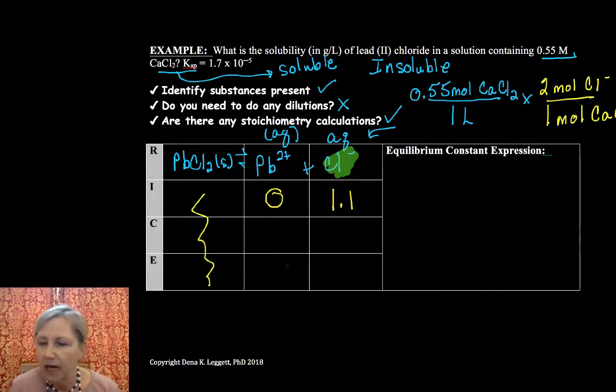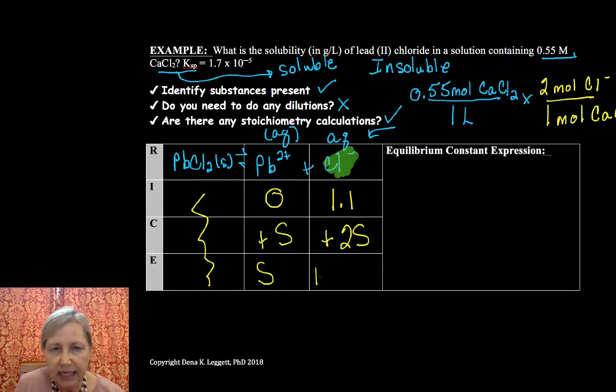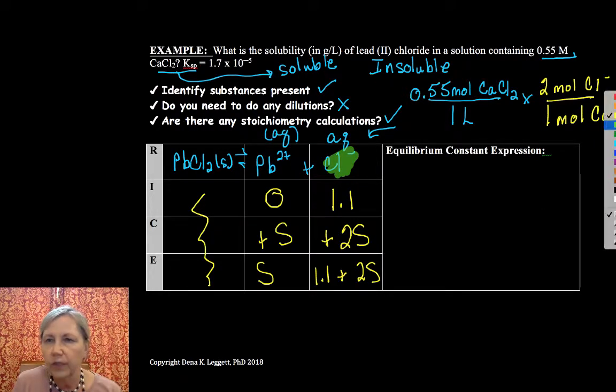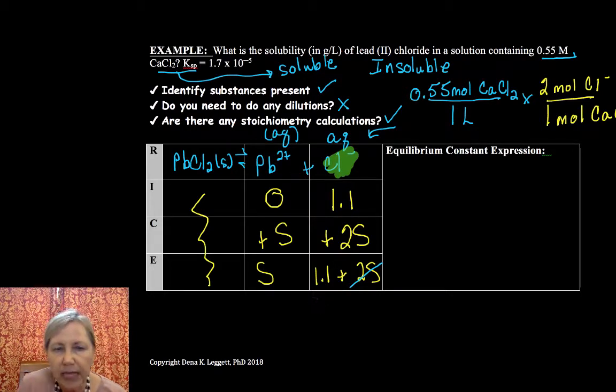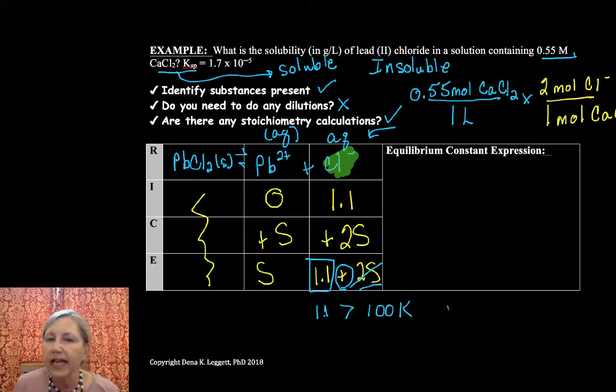We're not interested in solids there. So I have plus S plus 2S. Add the ions, and I get S and 1.1 plus 2S. Now, we are going to neglect this 2S, but let me show you a trick to know whether we can neglect it or not. If you take the value in front of an added or subtracted unknown, if this 1.1 is greater than 100 times K, then it's okay to neglect.